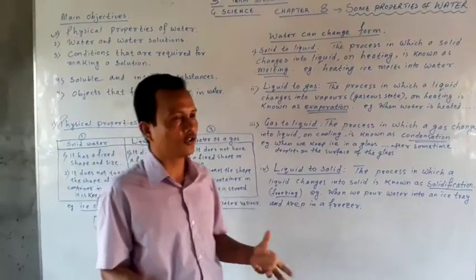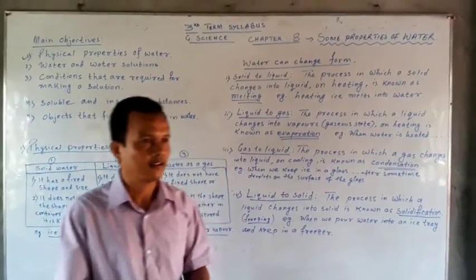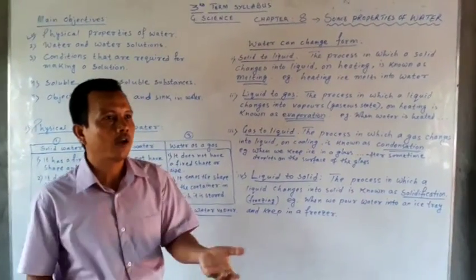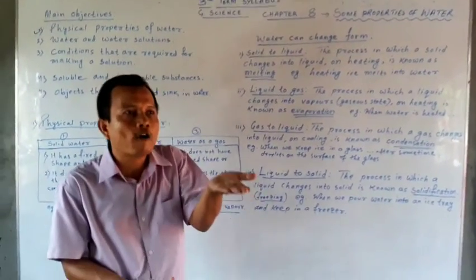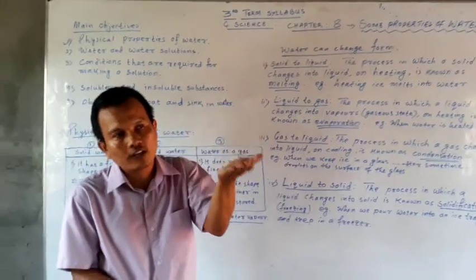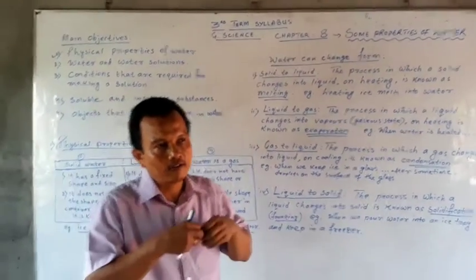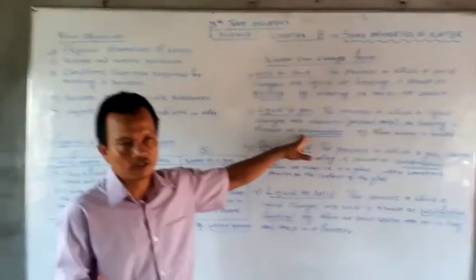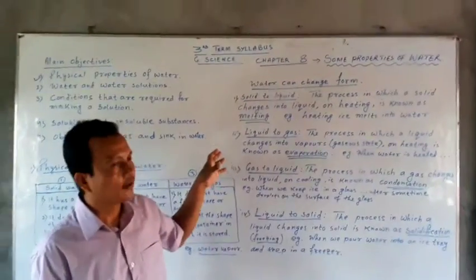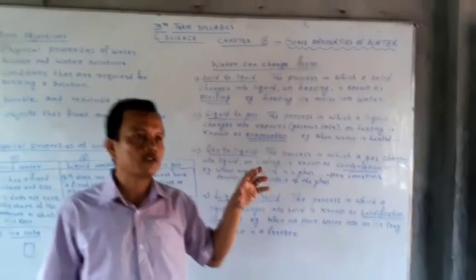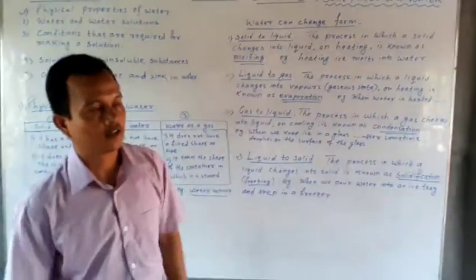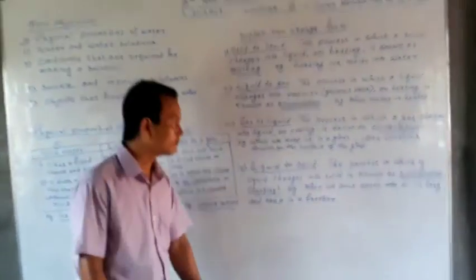We all know evaporation. When water is heated, for example, when we make tea or when we boil water, it forms a vapor. That vapor is a sign of evaporation. So that is why the liquid can transform into gas when we heat it.